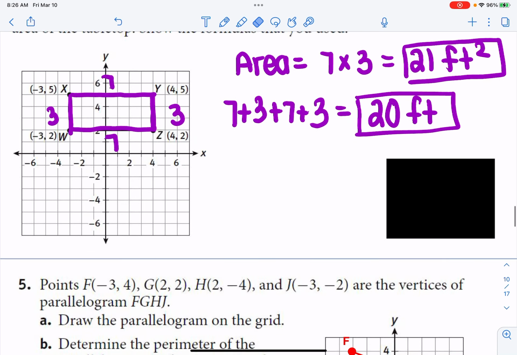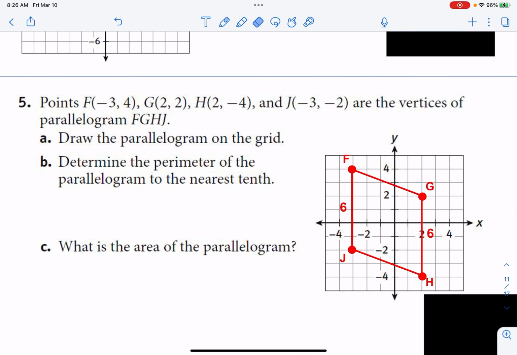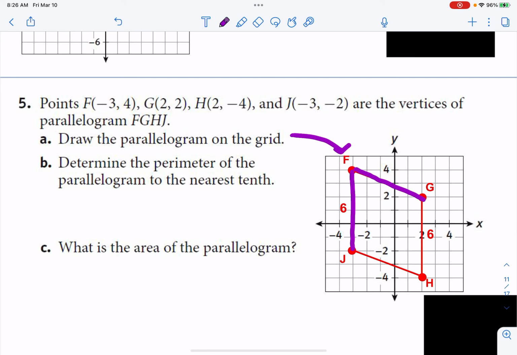You're going to have points F, G, H, and J lie on the plane, and we have a parallelogram. So first off, it says draw the parallelogram in the grid. Just to save a little time, I drew it for you guys, but you would plot the points and then connect the dots from there. It says determine the perimeter of the parallelogram to the nearest 10. Now, for perimeter, you need the length and the width of each one of these. So we have this is 6. What I'm going to do is I need to somehow figure out this length right here, which is F to G.